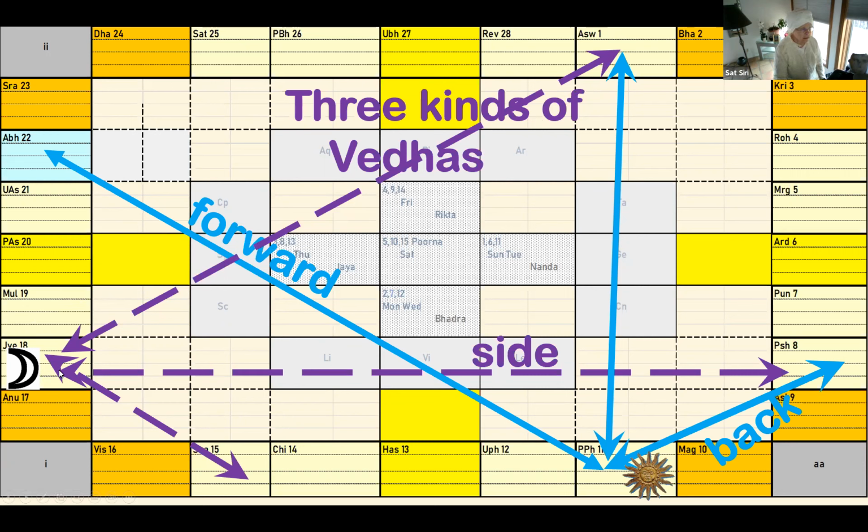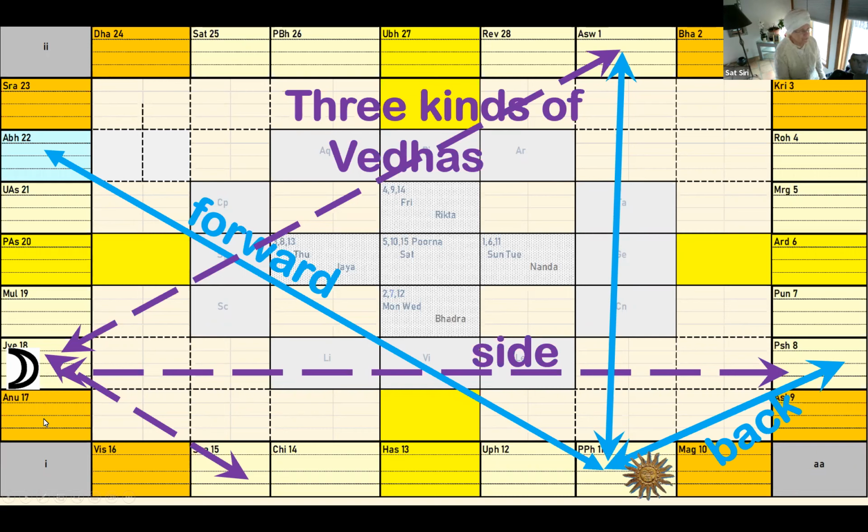Its backward Veda goes diagonally back to Swati. This is Swati Nakshatra number 15. So an easy mental way to understand where a Veda is going, so you don't have to use your finger or draw a line to track it, is just to look at the count on these four sides.